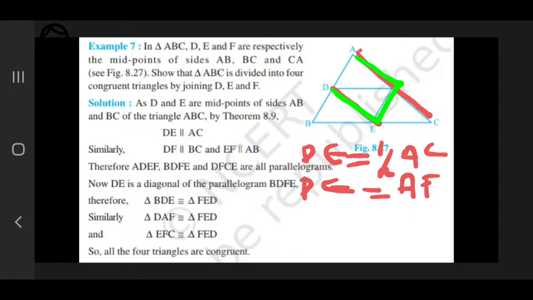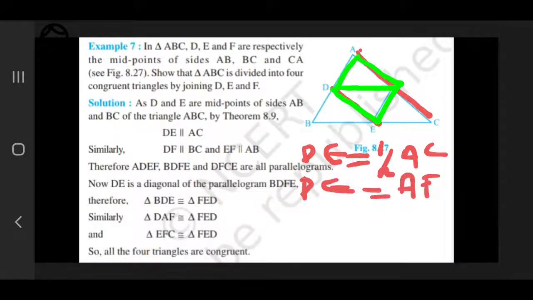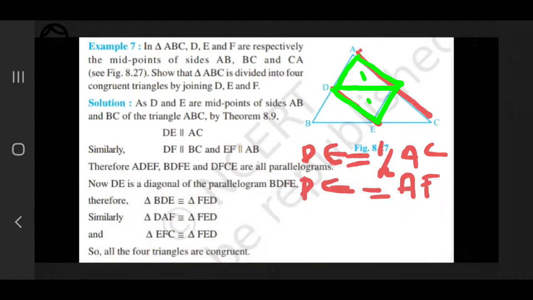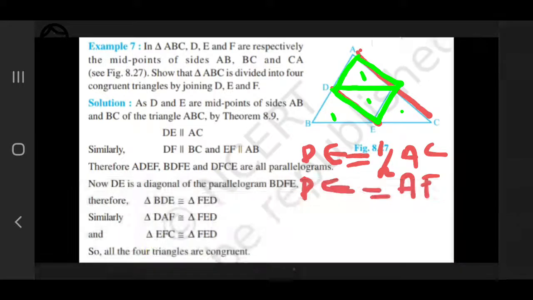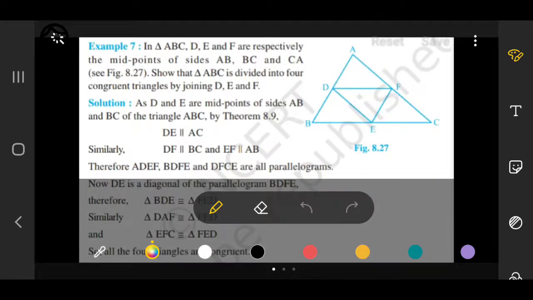So this one is a parallelogram. That is ADEF. ADEF is a parallelogram and this DF is its diagonal. So these two triangles are congruent. First of all, we proved that these three are congruent, and this one is congruent to the fourth one. So what we can tell, these four are congruent. Okay. Then one more problem.